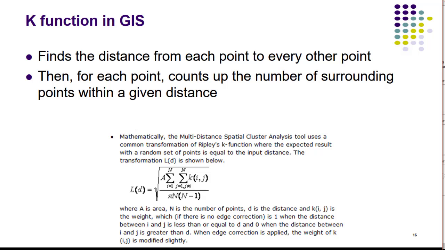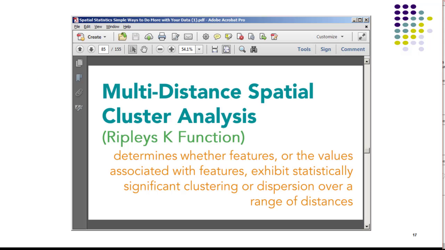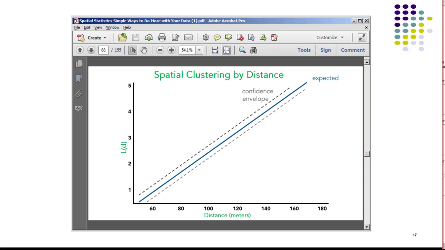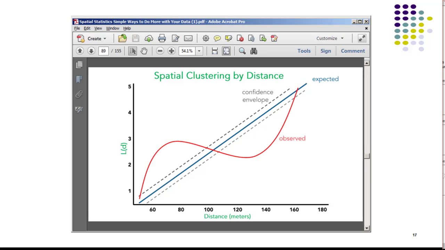But essentially what's happening is we're finding the distance from each point to every other point. Then for each point, we're counting the number of surrounding points within that distance. Okay, so essentially this is our expected line. This is our confidence envelope. Things outside of that confidence envelope is what we're determining is going to be our clustered or random pattern.